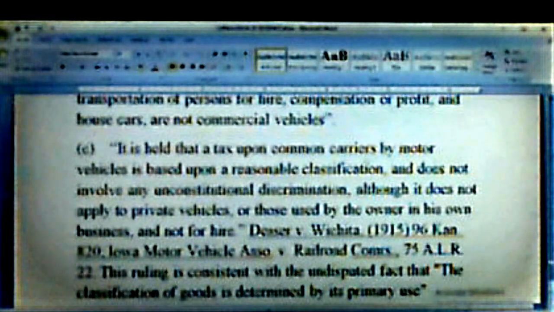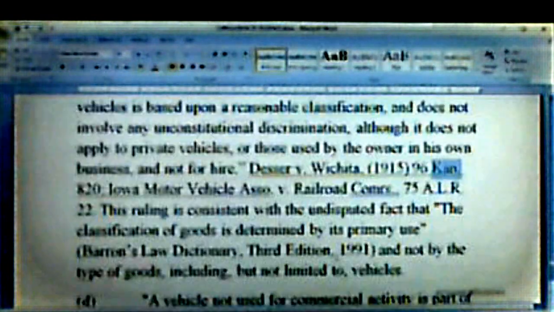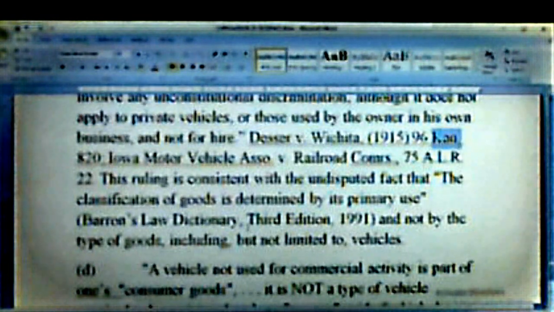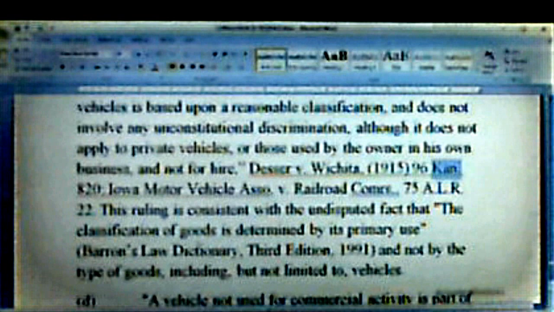C. It is held that a tax upon a common carrier by motor vehicles is based upon a reasonable classification and does not involve any unconstitutional discrimination, although it does not apply to private vehicles or those used by the owner in his own business and not for hire. And that was decided in Deser versus Wichita, and that was in Kansas. Okay, we've been through about every part of the state, right? Every state with all these different rulings.